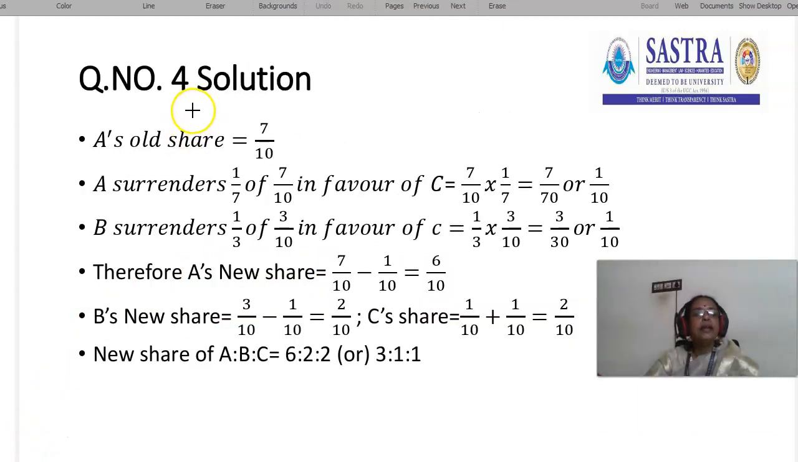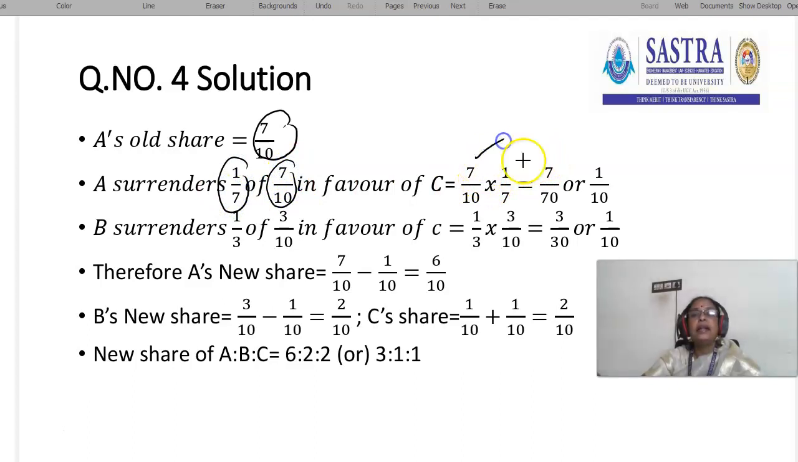So to find out the new share, first we have to calculate the surrender, how much portion he has surrendered. A's old share is 7 by 10. Then A surrenders 1/7 of 7 by 10. That is 7 by 10 into 1 by 7. That is nothing but 7 by 70. If we simplify, it will become 1 by 10.